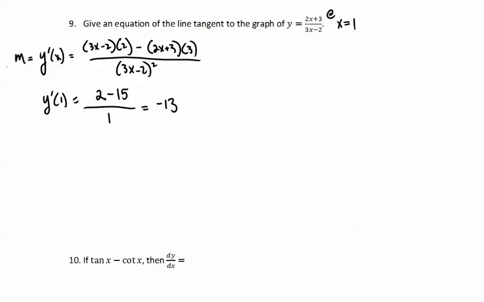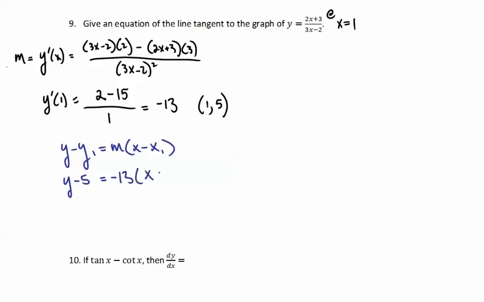For our point, we know that x is equal to 1. Well, what happens when we plug in 1? We'll get 2 plus 3, which is 5, over 1, and that will just be 5. So all we needed to do for this one then is to go ahead and make our equation. y minus y1 equals m times the quantity x minus x1. We know that y sub 1 is 5, and m is negative 13, and x sub 1 is 1, and that's good enough. Just like that, we could continue if you wanted.